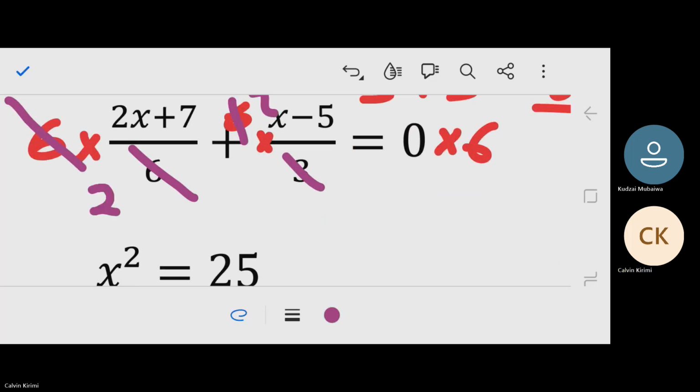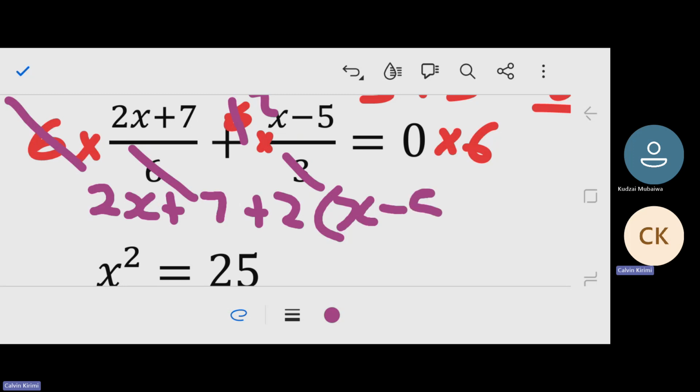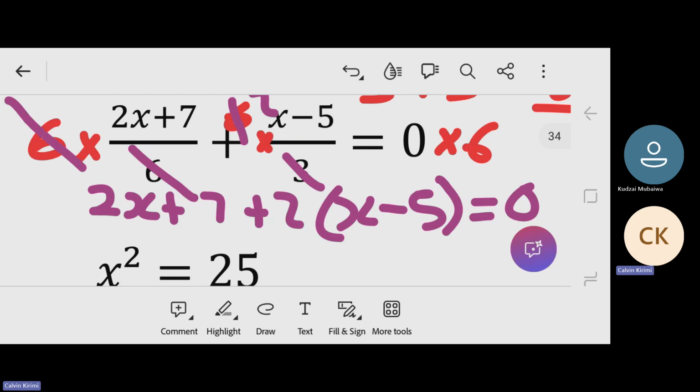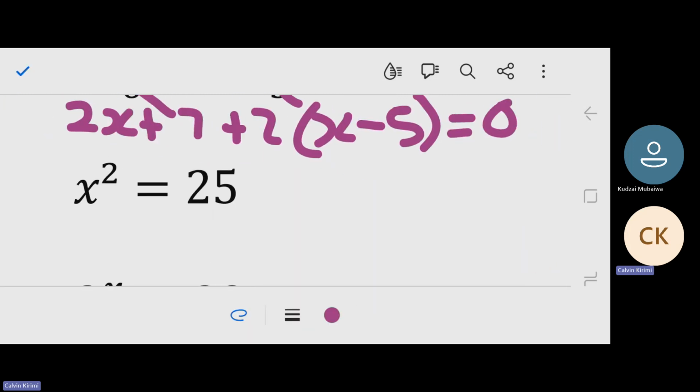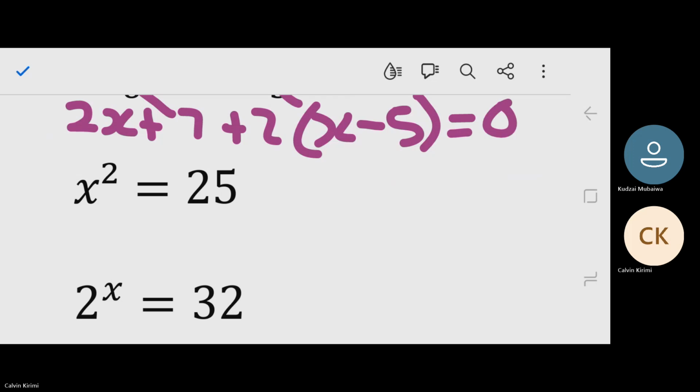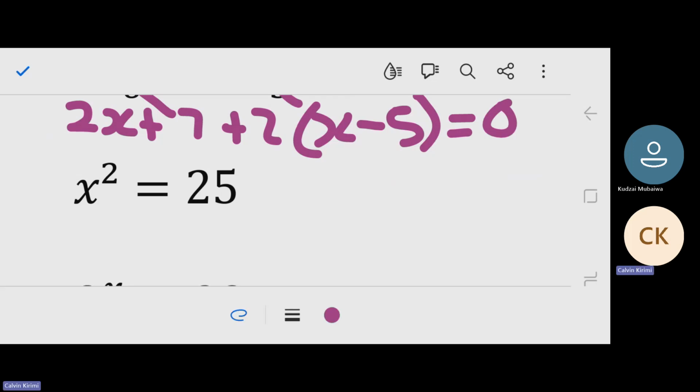So we are left with 2x plus 7 plus 2 bracket x minus 5 is equal to 0. Can you see that one? Yes, sir. So any question there? No, sir. From there it is just the way we've been doing before, just expand and then solve everything.